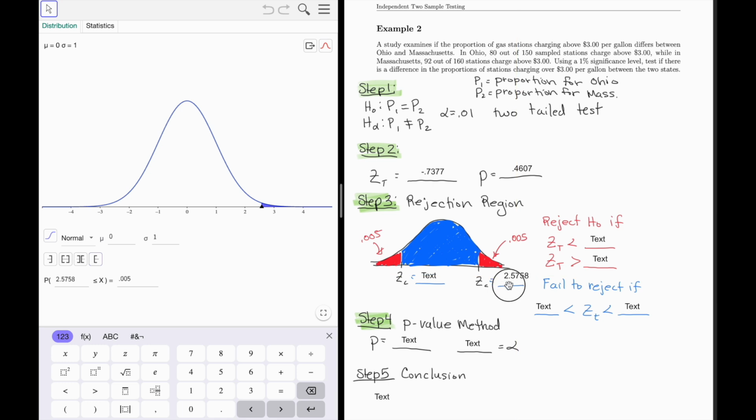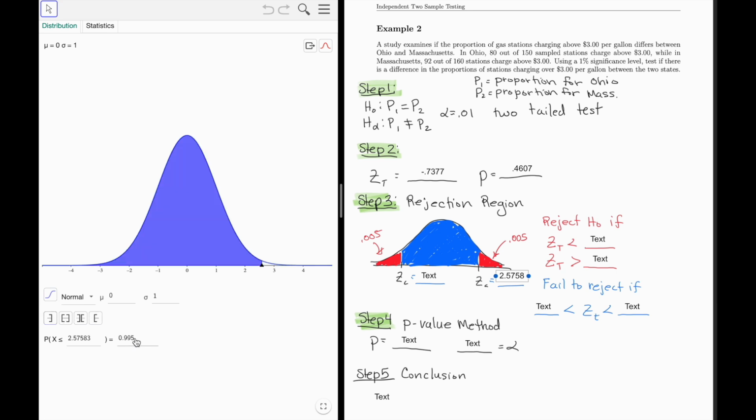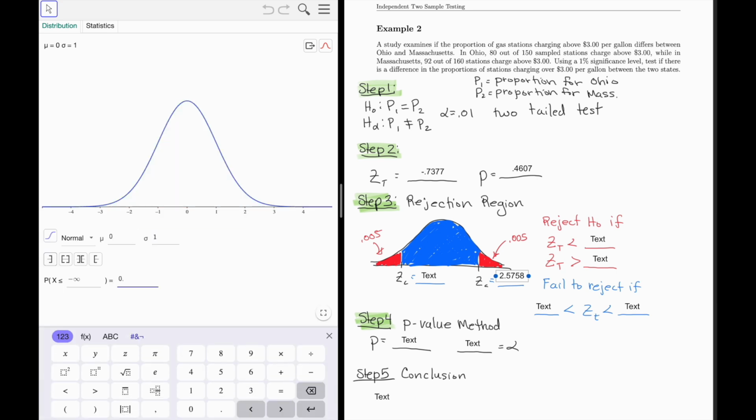Now, the other side should be exactly the same, but negative, because the normal distribution is symmetric. So when I use the left wing and put in 0.005, I get the same thing, just negative. So I have negative 2.5758. In this case, we have two critical values because it's two-tailed. We have plus and minus 2.5758.